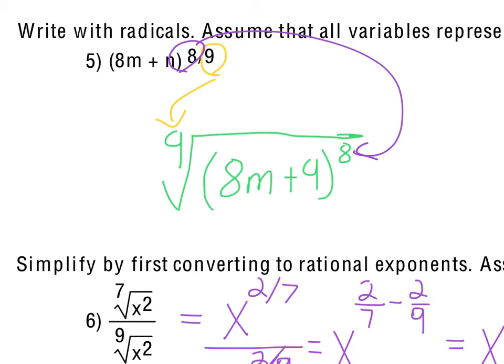I noticed I apparently was goofing around there because, for some reason, I wrote 9 here instead of n. That was kind of silly. So fix that. So this should really be an n here. So 8m plus n to the 8th power, not 8m plus 9 to the 8th power. It's probably just confused with the 9's and n's there.